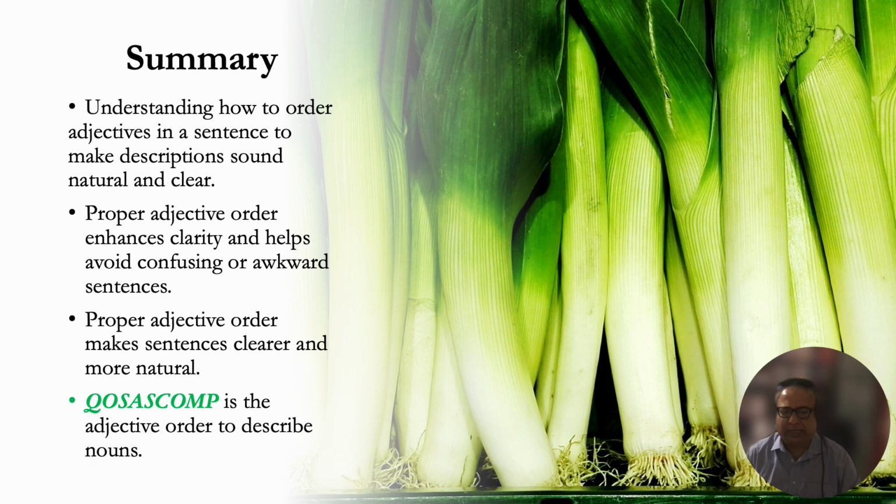Okay? So let's summarize before we do the activity. Quasas comp is the acronym that includes all of the adjectives in the correct adjective order. And we use adjective order because we want our sentences to be clear and more accessible to the reader. So the reader understands the adjective order, and then it becomes very clear that a noun is preceded by adjectives appearing in a certain order. So Quasas comp is an acronym that might come in handy when you're trying to write a sentence and you're not sure which adjective you should write before the next.